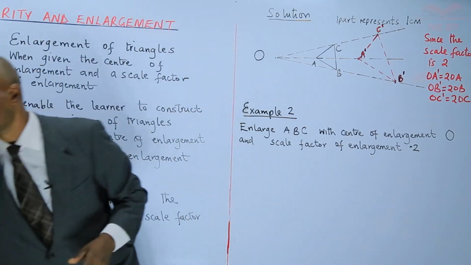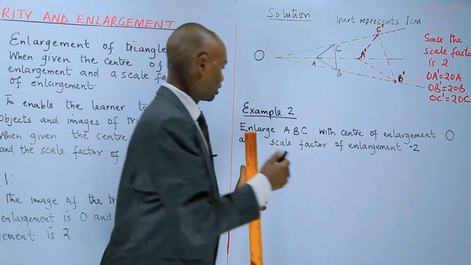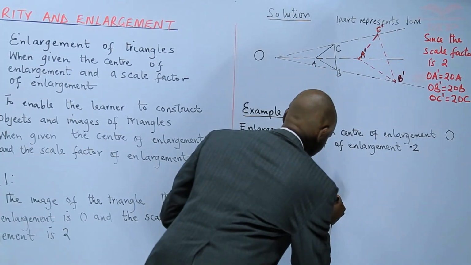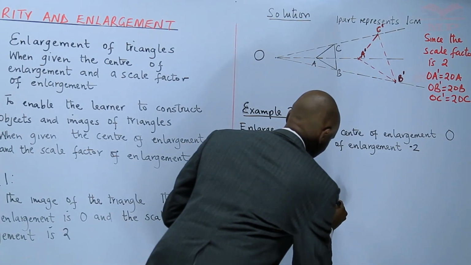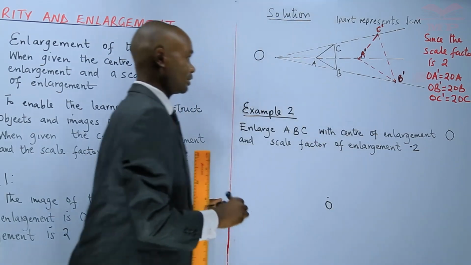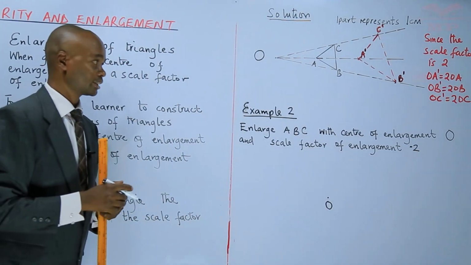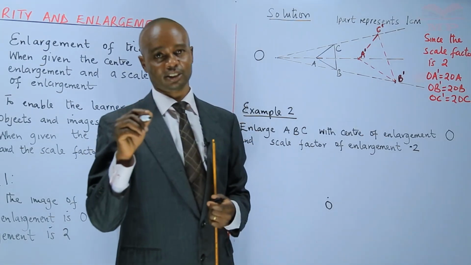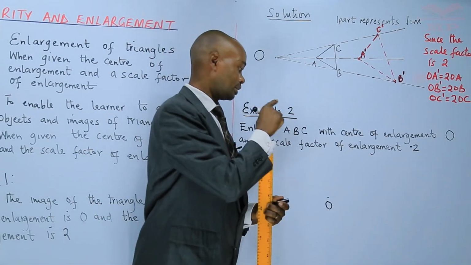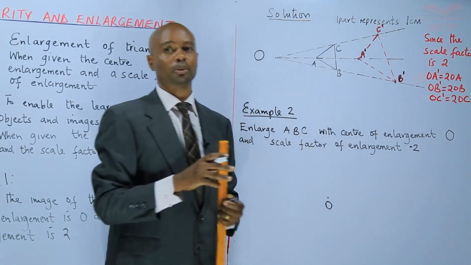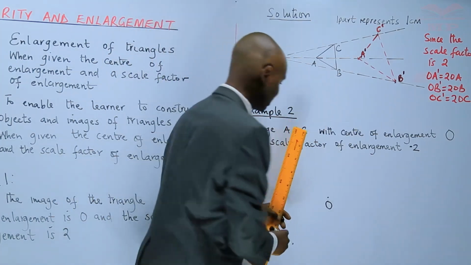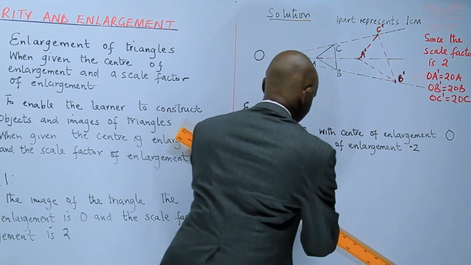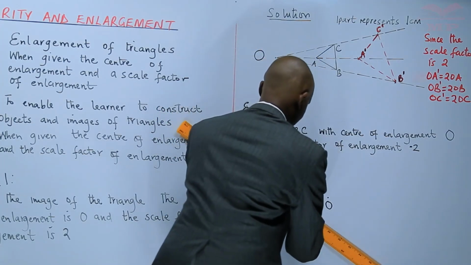So straight we go to enlargement. As we have discovered, when you just see any negative enlargement, scale factor given negative, the object and the image will be on the opposite sides of the center of enlargement. So I can have my image here, my object.